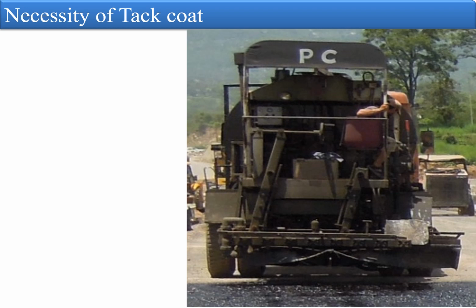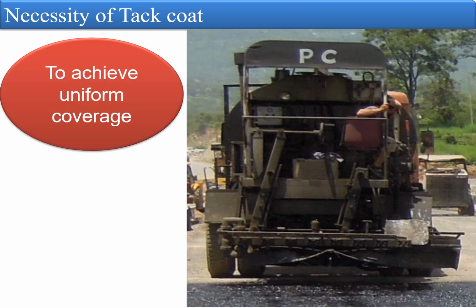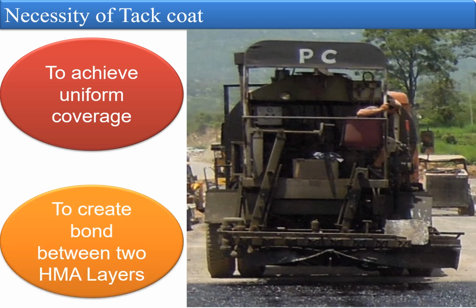A tack coat is sprayed on the surface of an existing asphalt or a concrete pavement by a distributor truck immediately prior to the placing of an overlay. The goal is to achieve uniform coverage over the entire surface to be paved. Once the tack coat is in place, it should be given time to cure and become tacky so that the next layer of bituminous pavement can be laid.